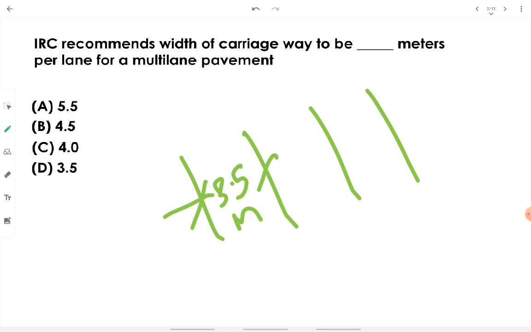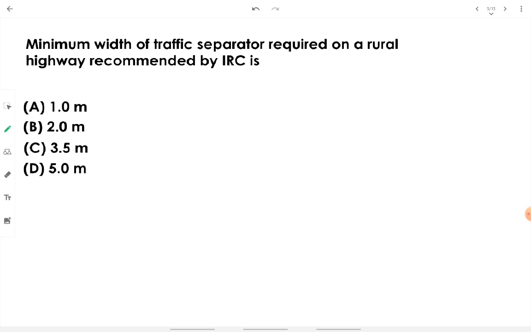The width required is 3.5 meter. Remember it, standard 3.5 meters for multi-lane pavement. Then minimum width of traffic separator required on a rural highway recommended by IRC is 5 meter. The traffic separator needs to be 5 meter wide as per the recommendations given by IRC.